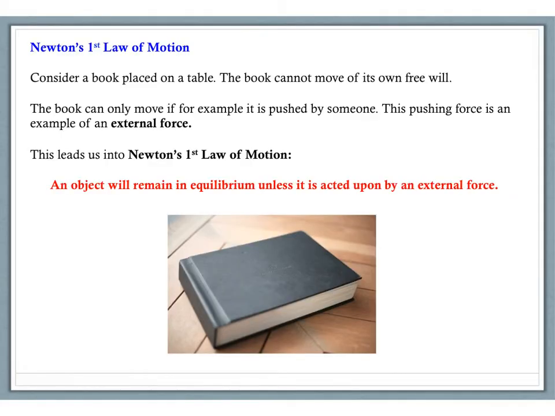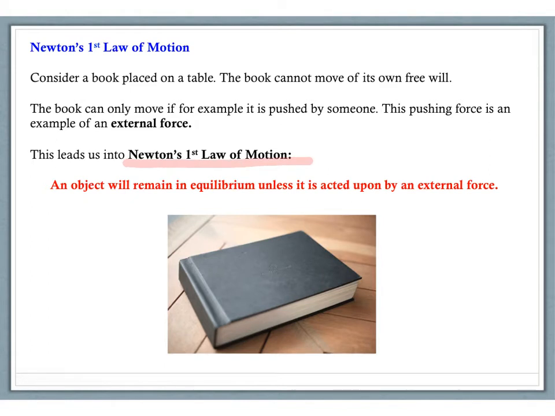Consider a book that has been placed on a table. The book cannot now move of its own free will. It can only move if, for example, it's pushed by someone. And this pushing force is an example of what we call an external force. This then neatly leads us into Newton's first law of motion.